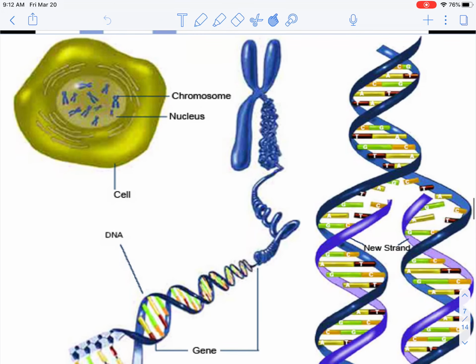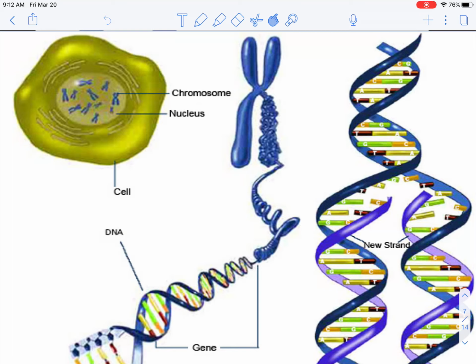So slide 7 just shows you the organization of this, meaning from large to small. So if we start from the largest, we're going to start with the cell. Inside the cell, we find a nucleus. Inside the nucleus, we find chromosomes. Those chromosomes are made up of DNA, and made up of DNA are your genes. So the genes would be the smallest, and the largest would be your cell.